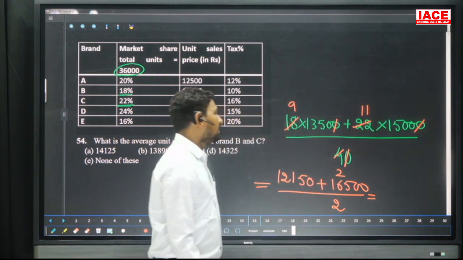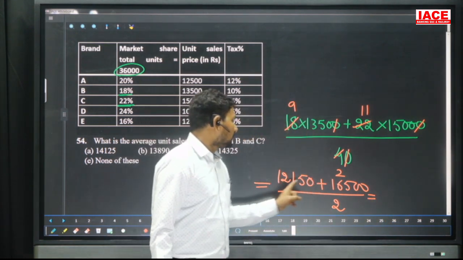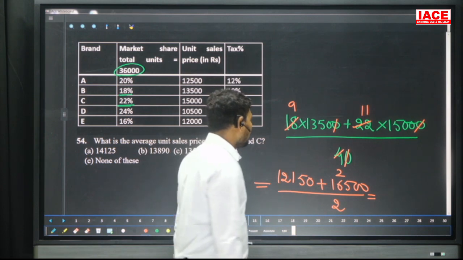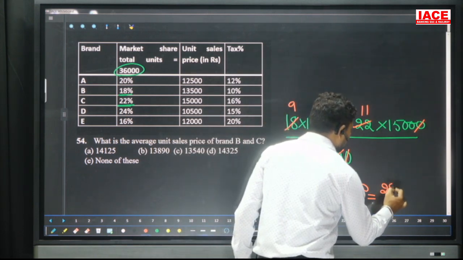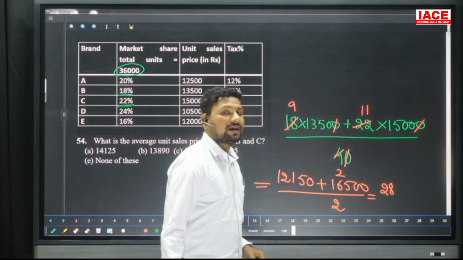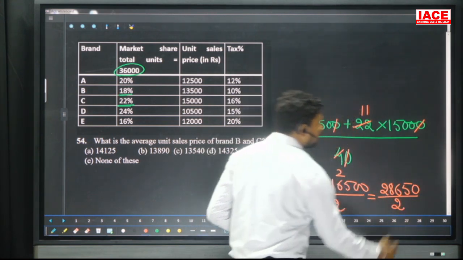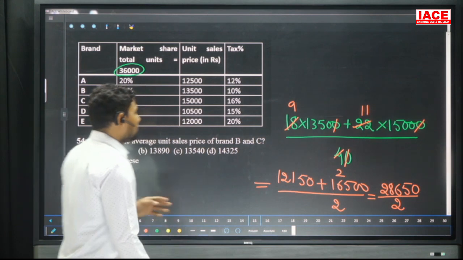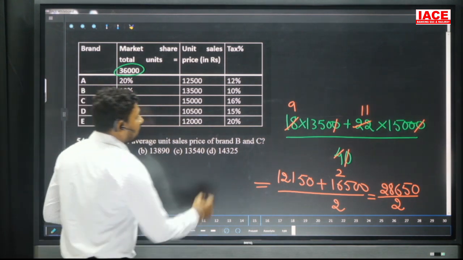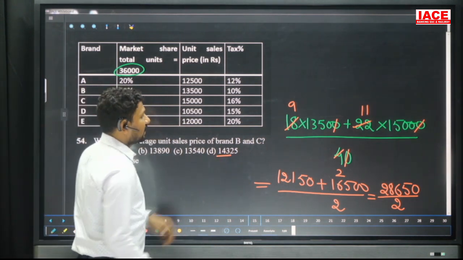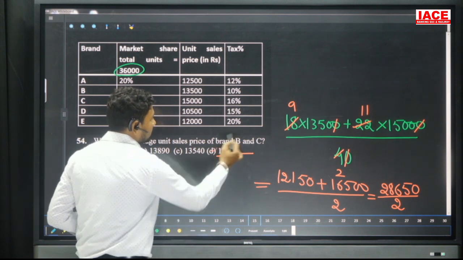This is what we are adding to get an answer here. So 12,000 plus 16,000, which is equal to 28,000, plus 150 plus 500, which is equal to 650 by 2. 28,000 650 by 2, that means 28,000 half value 14,000 and 650 half value 325. Our option is what? D.